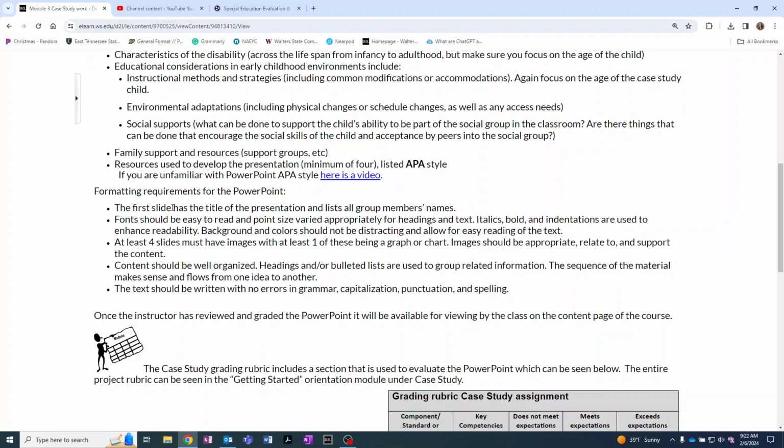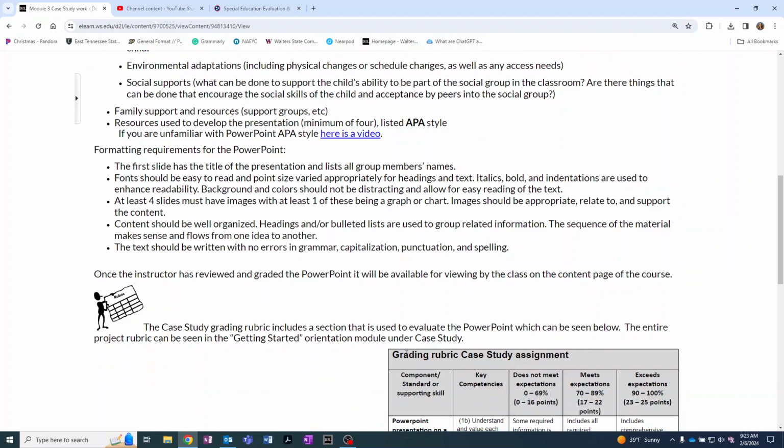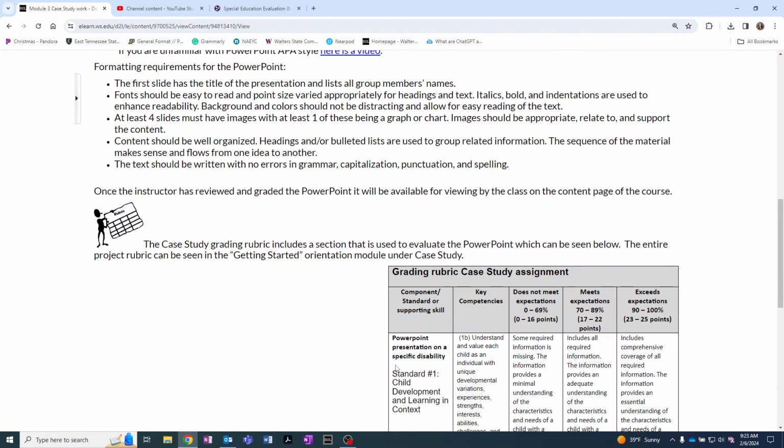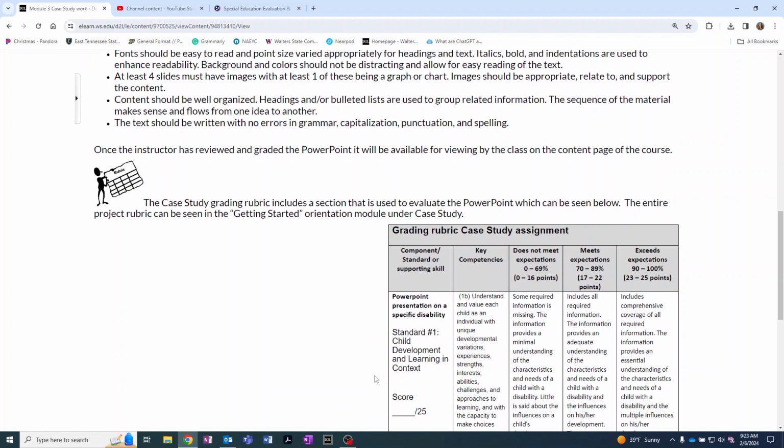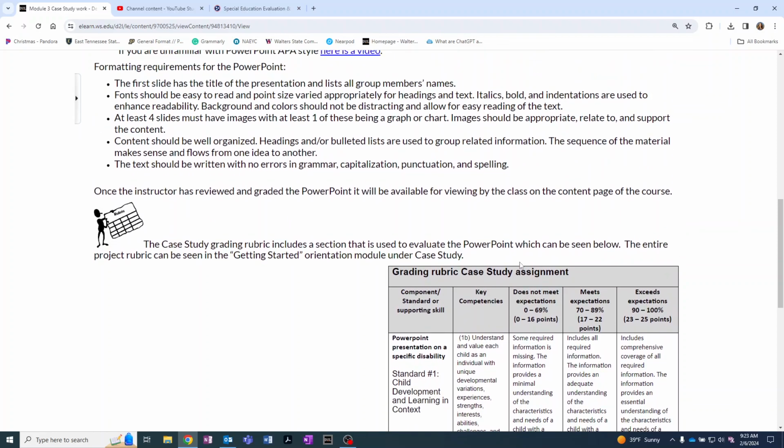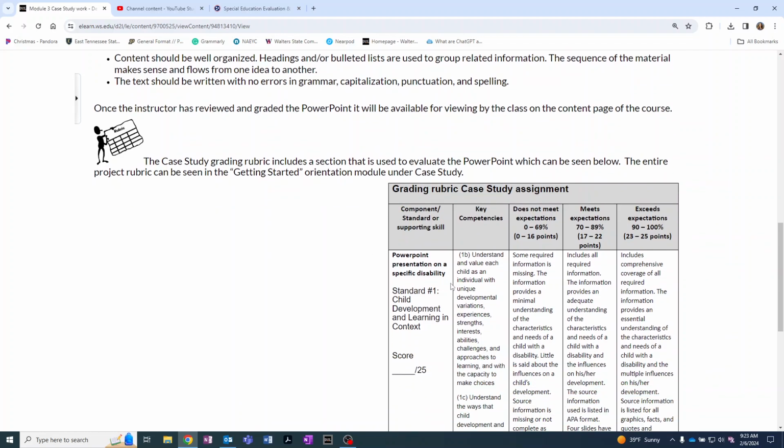The next thing I also look at is really the flow. Is it organized? Is it related to the information? Does it make sense and flow? And I also look at your errors, right? In grammar, capitalization, punctuation, and spelling. So once I review and grade it, I will tell you what you've made, and I will also email you saying that it's been graded. Now, keep in mind, projects like this take a little longer to grade than a weekly assignment. So this is something that will take me a little bit of time to grade.